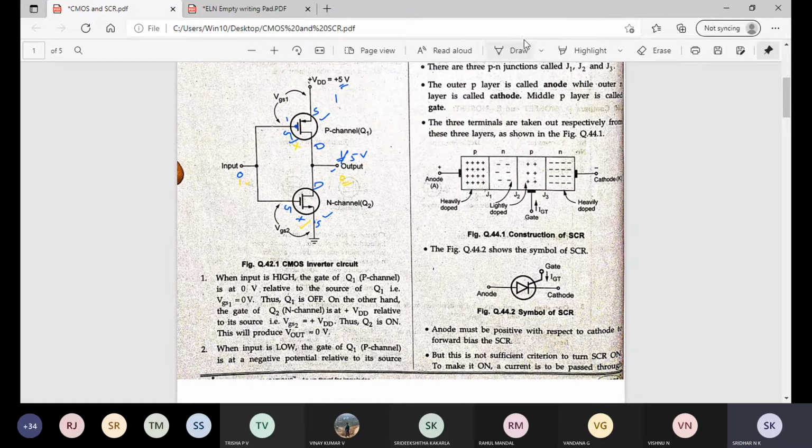Can you see here? It is a 4-layer device, that is P N P N. You should write in this order only. Don't first write N and then P. It should start from P itself. It is a 4-layer device.